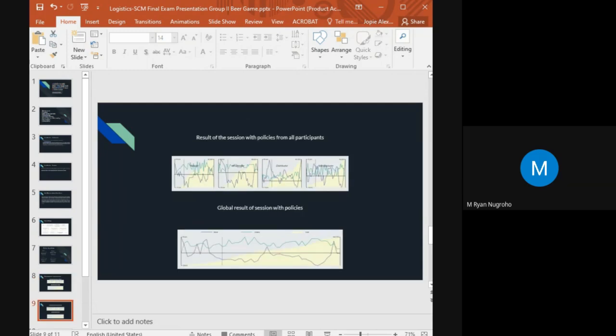So this is the second session. The top picture is the result of the session with policies for all participants, and the lower picture is the global result of the session with policies. The graph shows that the cost throughout this session is reaching approximately $20,700. At some point, there is some backlog occurring in one of the stakeholders, but the amount of backlog is not very high compared to the first session.